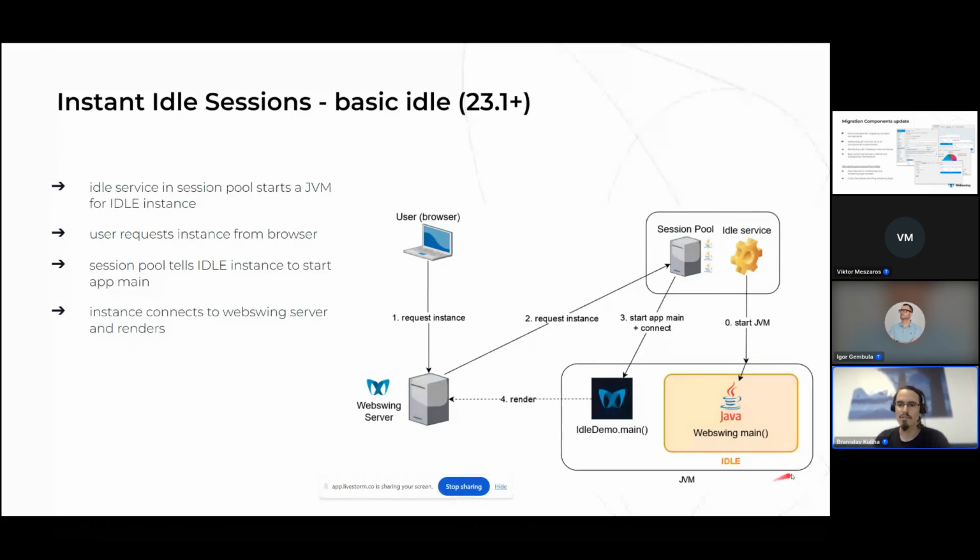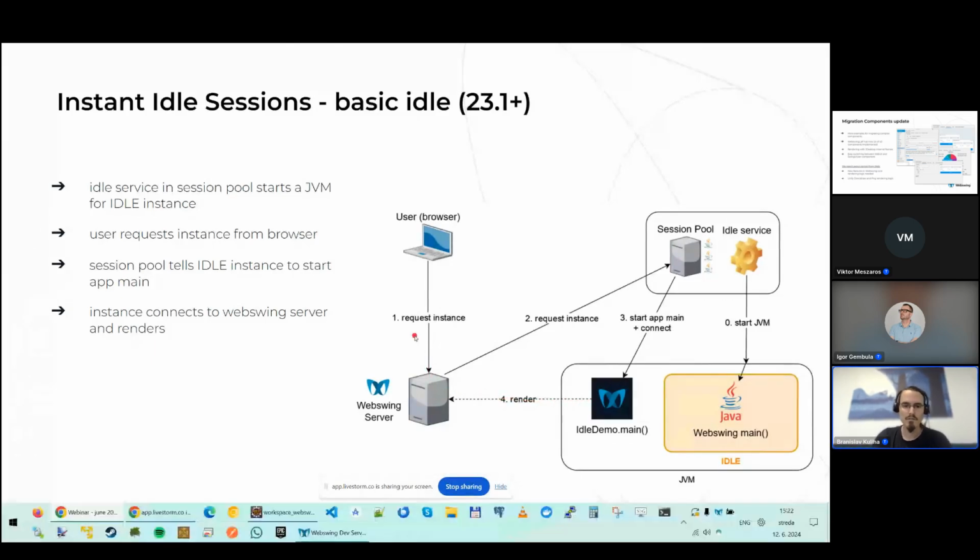And what does it mean to start an idle instance? Basically, it starts the JVM, and inside the JVM, it only starts this orange part, so only the Webswing stuff. This is where it stops. And when the user connects through the browser and requests the instance, the session pool will tell the idle instance to start the application main. So here we will wait until it starts, and then it will connect to Webswing server and starts rendering.